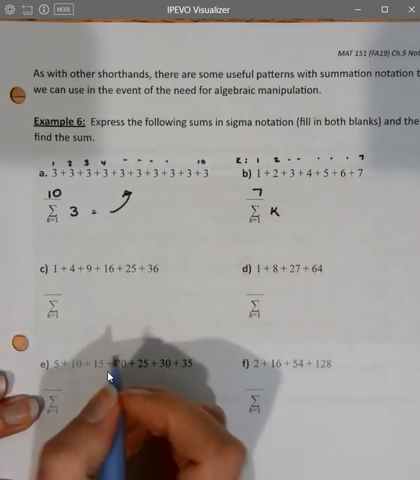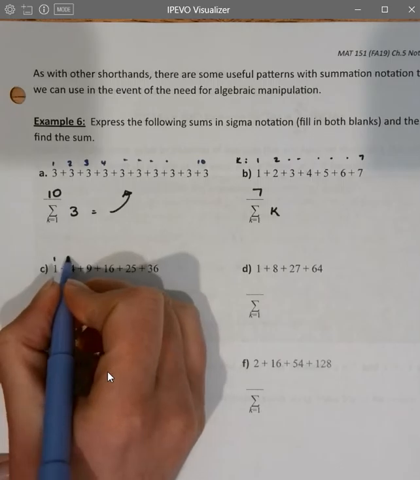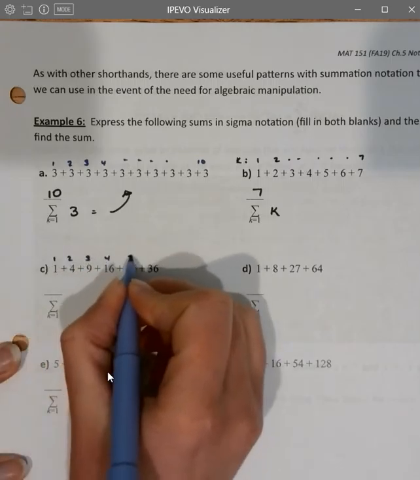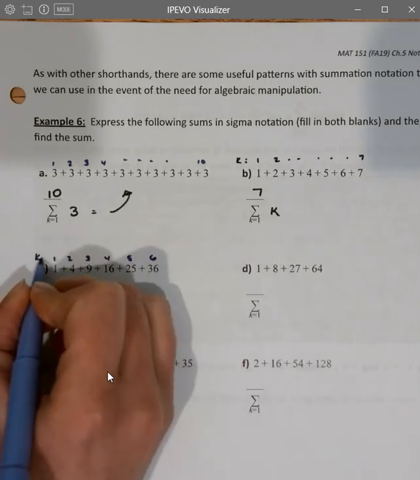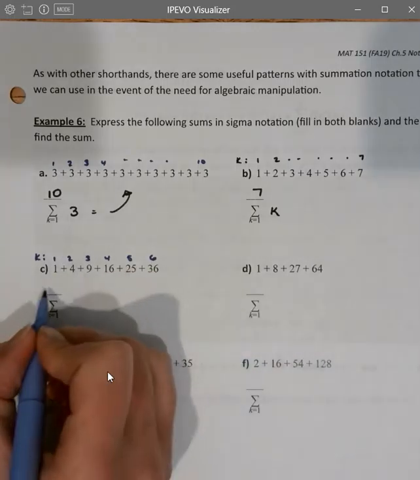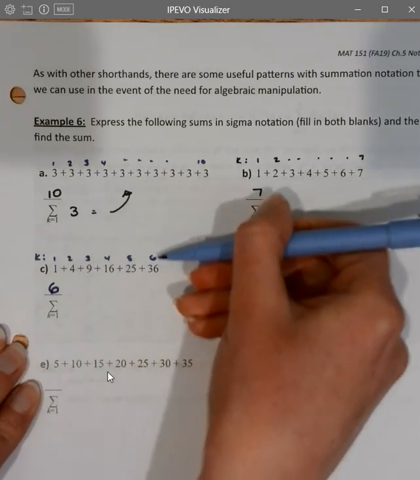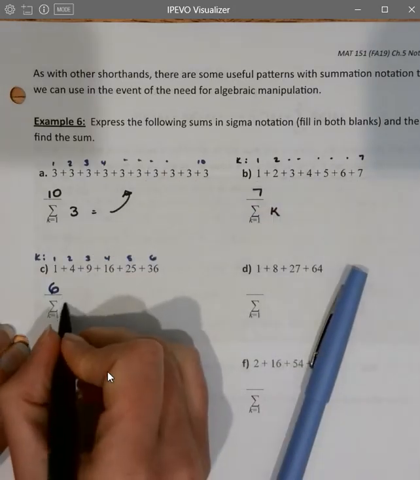In the next one, I'll also number them, 1, 2, 3, 4, 5, 6. Numbering them is especially helpful in finding the patterns. There are 6 of them, so I'm going to 6. And what am I adding? In terms of the k value, those numbers are k squared. So we're adding k squared.